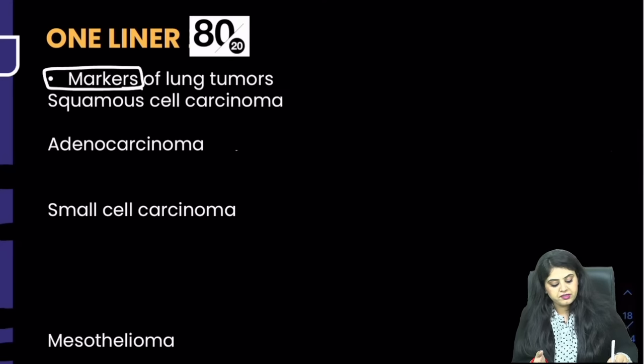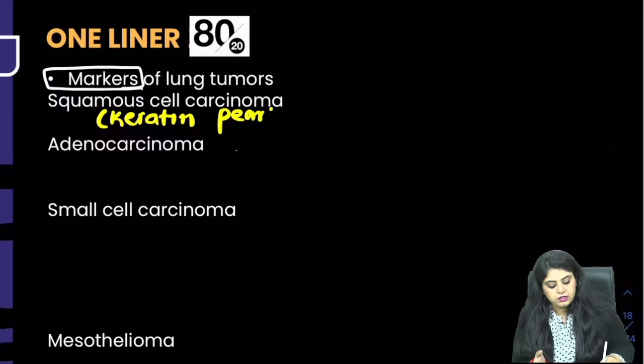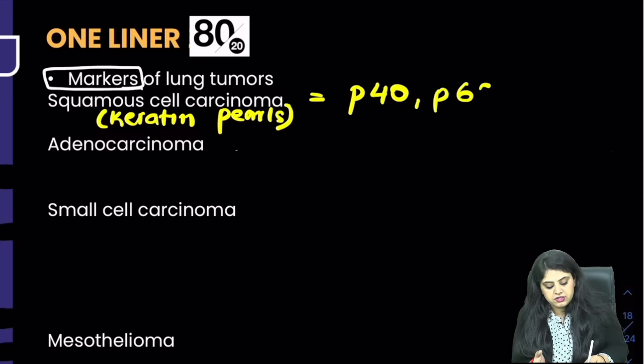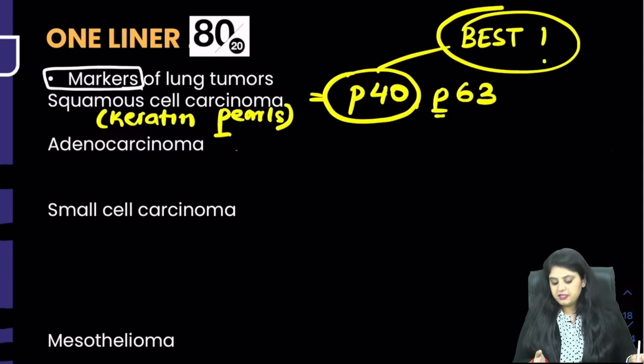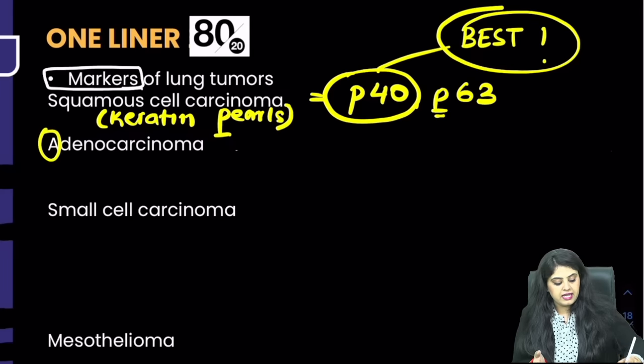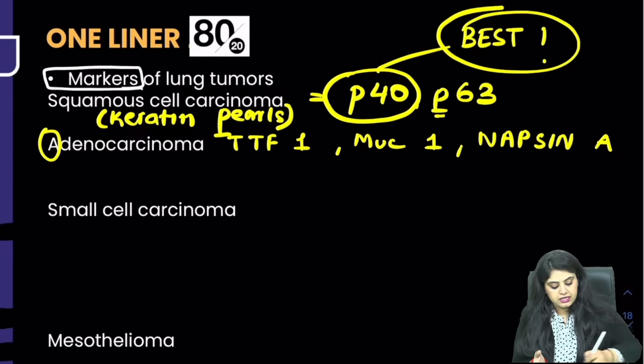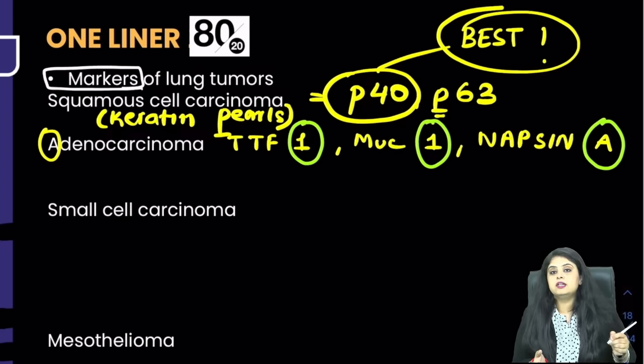Okay, what is it? Squamous cell carcinoma. We all know squamous cell carcinoma has keratin pearls. So pearls go with P markers, we had P40, we had P63, P for pearls, and I have told you this question has come in the previous year's INI exam: which is the best marker for SCC? That is P40. Very good, done. Adenocarcinoma, everything had to have A and 1 in it. What is A and 1? That is napsin A, TTF1, MUC1. All the A and 1 things had to come up.